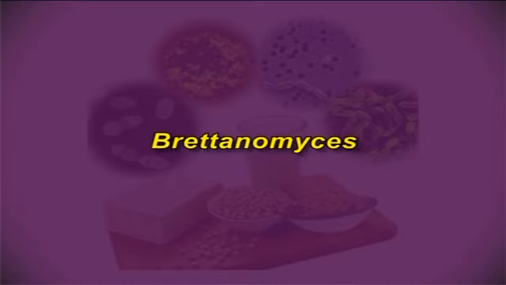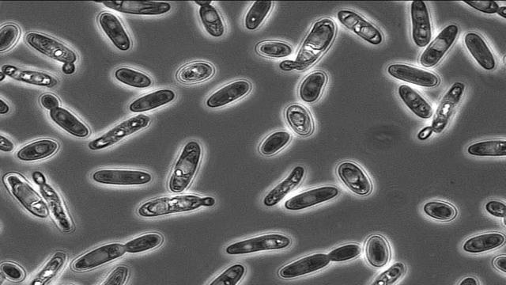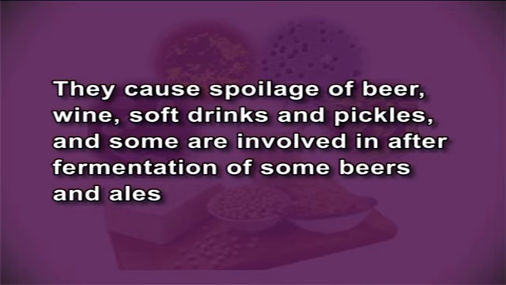Brettanomyces. These ascosporogenous yeasts show terminal budding and produce acetic acid from glucose only under aerobic conditions. They cause spoilage of beer, wine, soft drinks and pickles, and some are involved in the after-fermentation of some beers and ales.